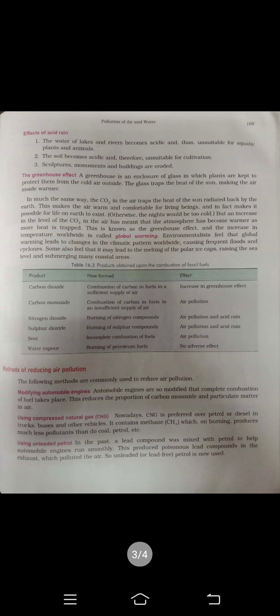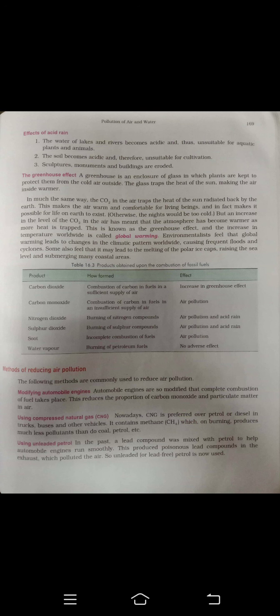Certain effects we can find out of acid rain. The water of lakes and rivers becomes acidic and thus unsuitable for aquatic plants and animals. Aquatic means those types of organisms surviving in water. The soil becomes acidic and therefore unsuitable for cultivation.